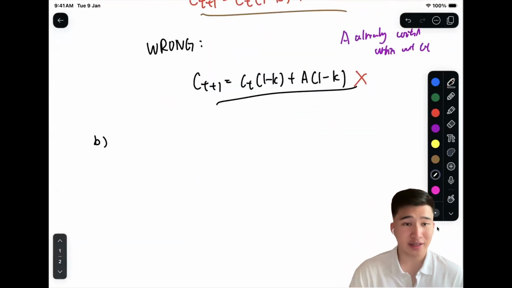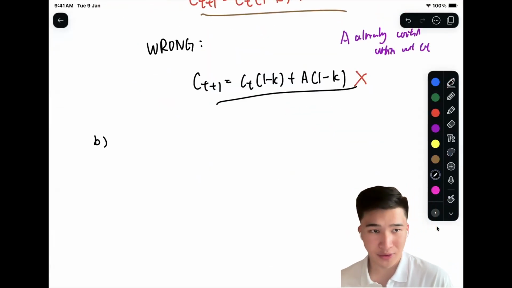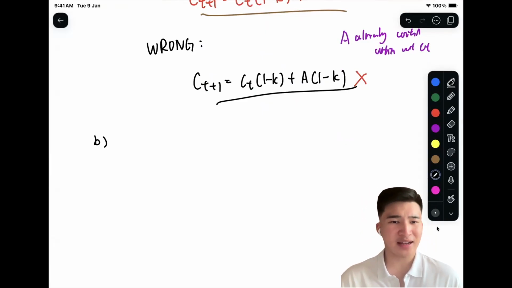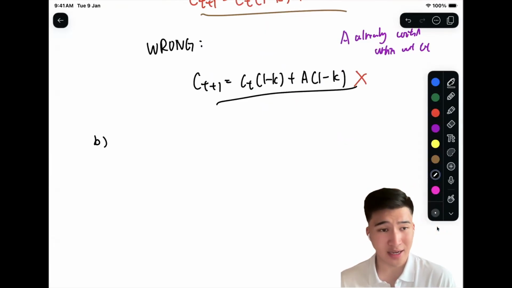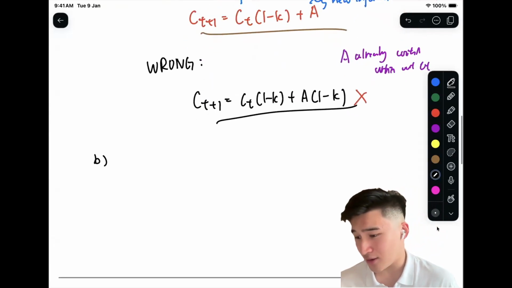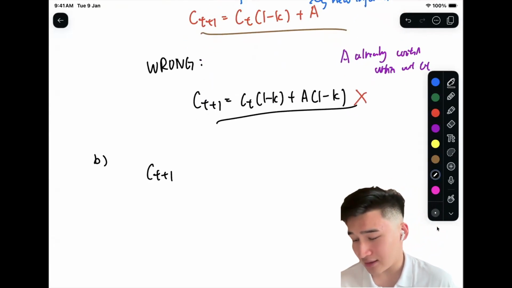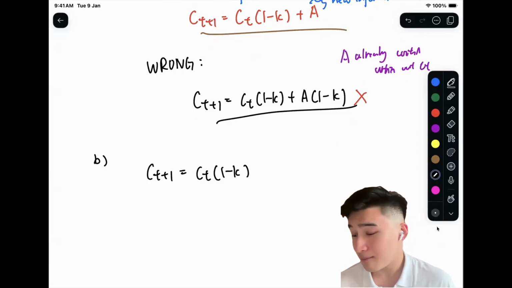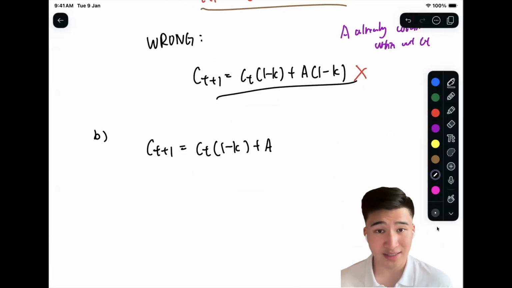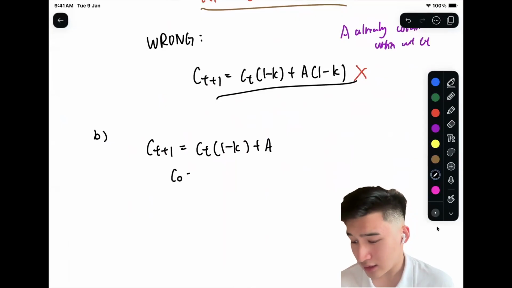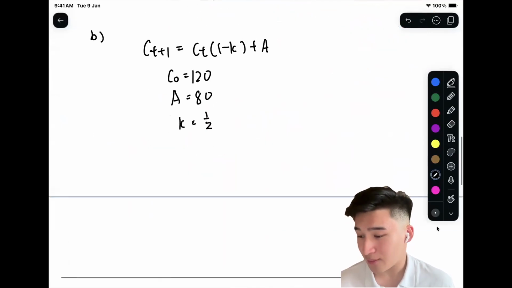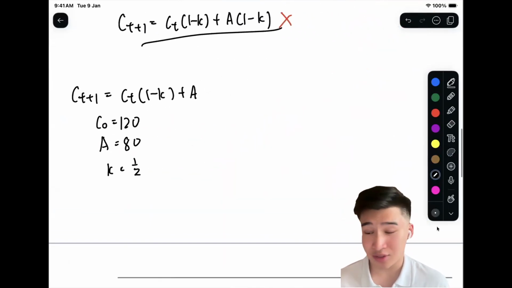So part B, unfortunately, for this video, I'm not going to plot the graph with you because it takes quite some time and a long process, and I found that kind of self-explanatory. I can do one example so we can follow through what's going on. So we're just writing back the equation, C_{t+1} = C_t(1 − k) + A. What the question told us is C_0 is 120, A is 80, and k is 1/2. So right off the bat, we can start by substituting.